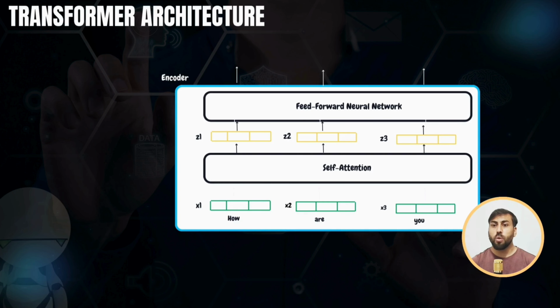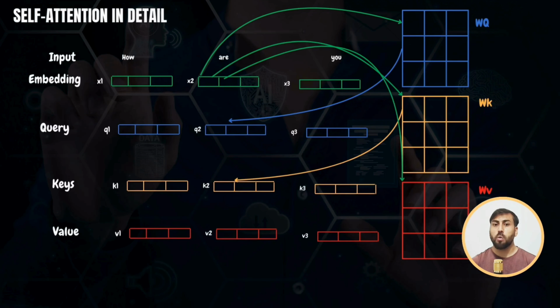Let's go step by step to see how we calculate self-attention, which is key to the transformer's success. For each word, three smaller vectors are created: query, key, and value. These vectors are each of size 64. To form these, we multiply the embedding vector by weight matrices, resulting in three different projections.